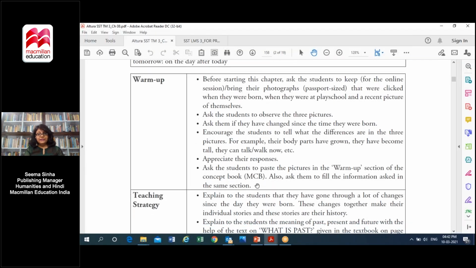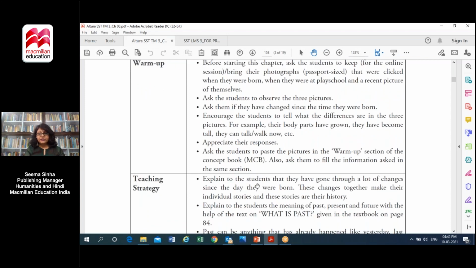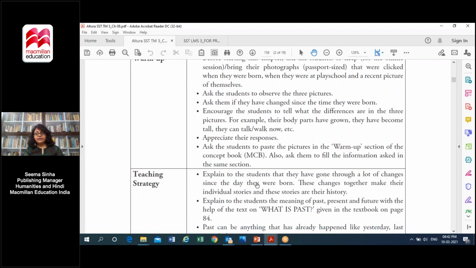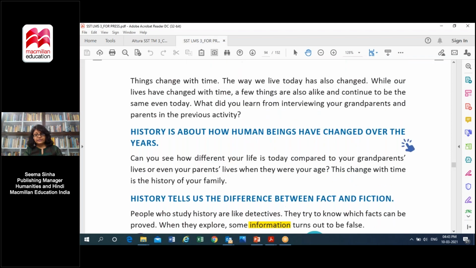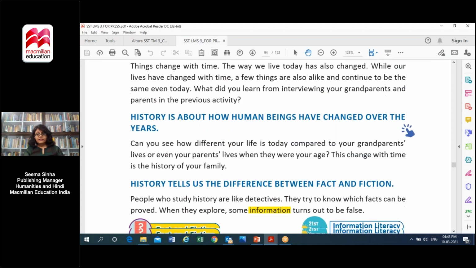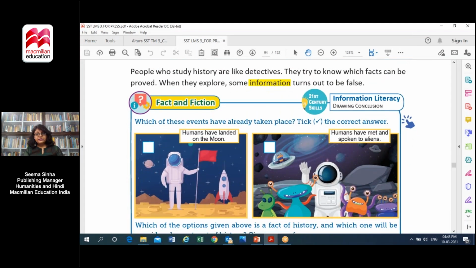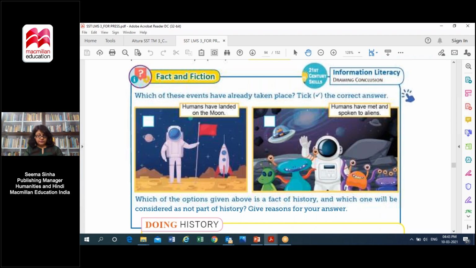And these are the teaching strategies given in the lesson plan that will help you conduct all these activities related to experiential learning in this lesson. There are many more such experiential learning activities in this lesson, such as this one, and these can all be done in a similar fashion.